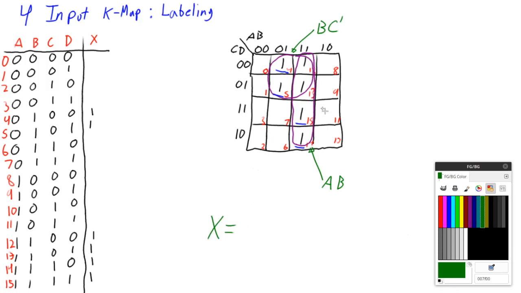Remember, the way that you list these terms doesn't really matter. I usually try and go the smallest term to the biggest term, meaning like the smallest amount of variables to the biggest, but it doesn't really matter. Especially in this case, they both have 2 variables. So we OR them together. And there we go. There's our final function for this 4 input K-map.